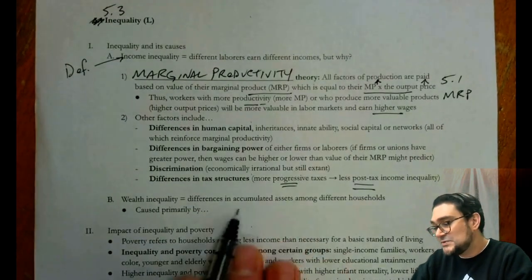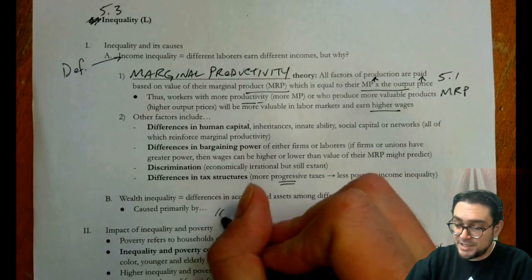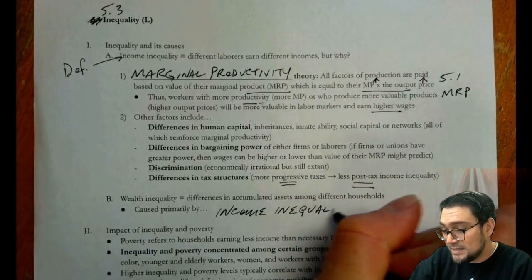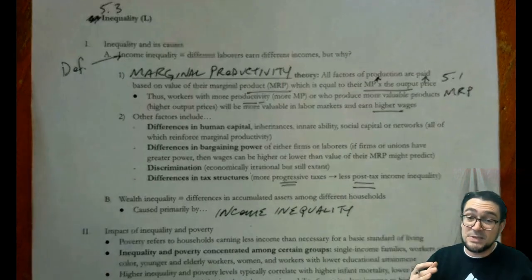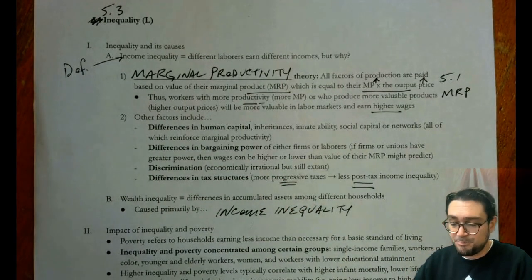Wealth inequality, differences in how much assets different households have, we would say that it's primarily caused by income inequality. So it really comes down to brass tacks. The reason why some people have a lot of wealth and some people have very little really fundamentally comes down to, are they able to add to their wealth by using greater income?